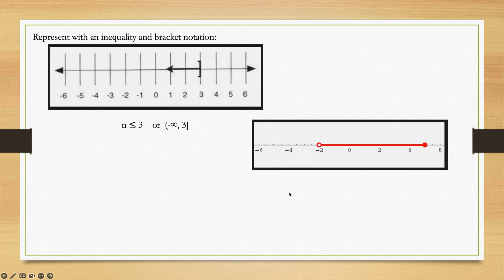As far as the next one goes, is this going to be a bracket at -2? No, it's going to be a parenthesis. What about at 5? That's going to be a bracket, or an "or equal to," and a strictly less than. So there's my two answers there.